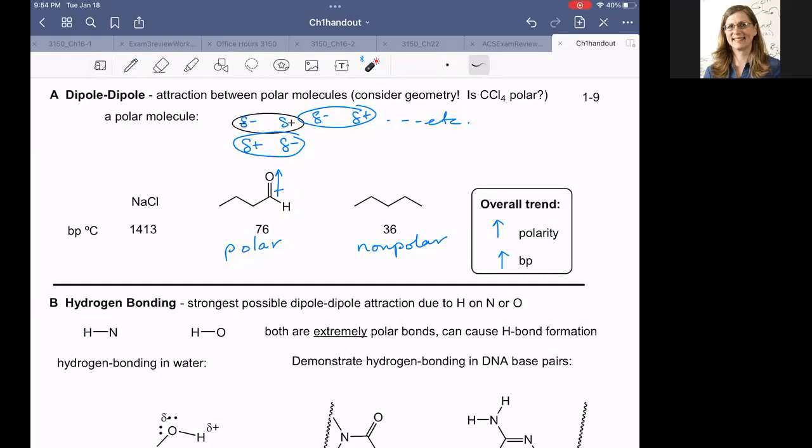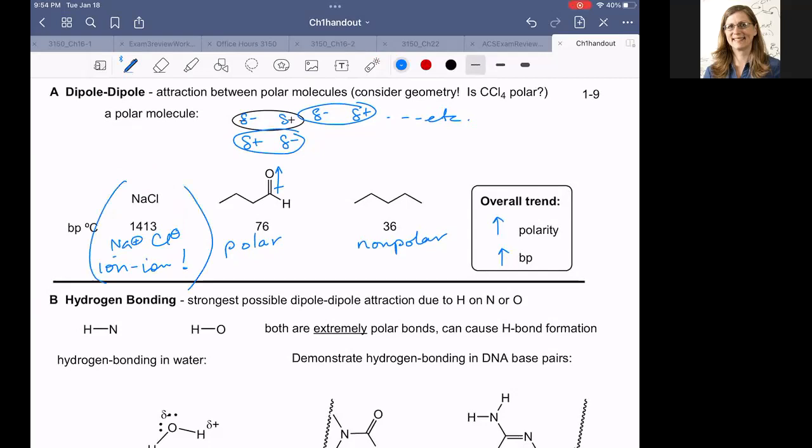Okay, now what do we have over here? Look at that boiling point, 1,400 degrees. That's pretty crazy. So what's going on here? Well, this is not just a polar molecule, right? This is sodium plus and chloride minus, NaCl. This is ionic. These attractions are ion attractions. So that's not really in the same category. Again, just showing the total extreme of having actual ionic charges.